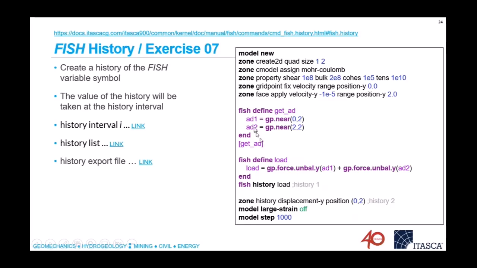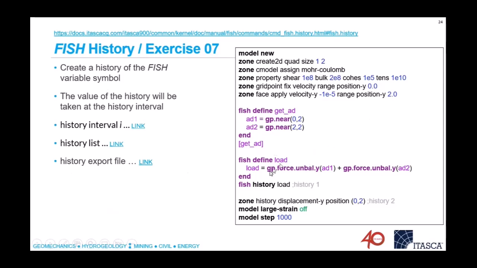And that's all we're doing here, and we're assigning these to variables, address 1, address 2. Then we're going to create a function, a FISH function called load, which is just going to be the sum of the unbalanced forces in the y direction for those two grid points. So these addresses, I mean, we could have just put this bit of code in here, but this kind of helps make it a little more readable.